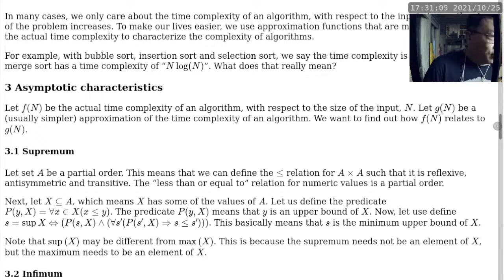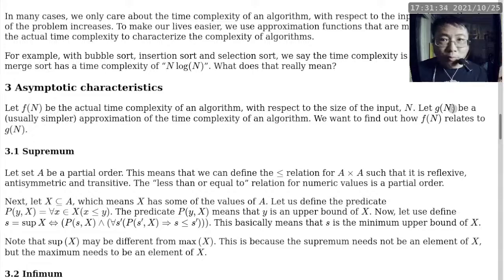No roll taking today. Alright, so the first thing we are going to talk about here: let's define f of n to be the actual time complexity of an algorithm. So f of n itself can have a lot of tiny little terms. It has a constant term, one term that's proportional to n, one proportional to n squared, one proportional to log of n, one proportional to n log n. It has just a bunch of components.